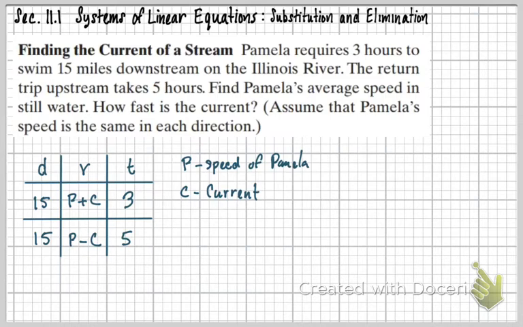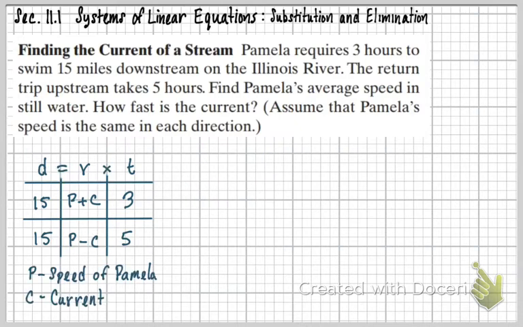So now what I'm going to do from here is set up my 2 equations. Now remember how that formula was. So this is going to be 15 equals, and I'm not going to multiply this out, I just want to write it so I want you to see this. So 3 times (P + C). And then the other equation is going to be 15 equals 5 times (P - C).